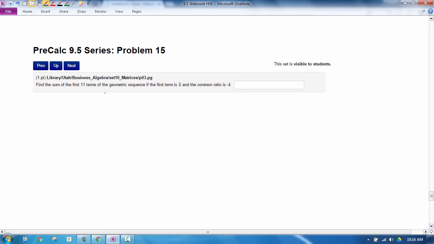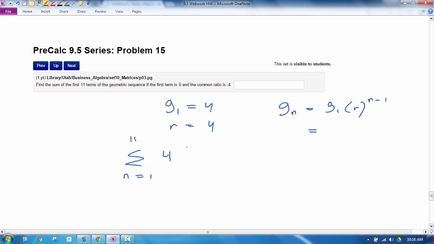We can find the first 11 terms of a geometric sequence if the first term is 4 and the common ratio is -4. So we're adding up from n equals 1 to 11 of this geometric series, which is the first term times the common ratio to the n minus 1 on the formula sheet. So that'd be 4 times the common ratio of -4 to the n minus 1. You could plug that into your calculator.